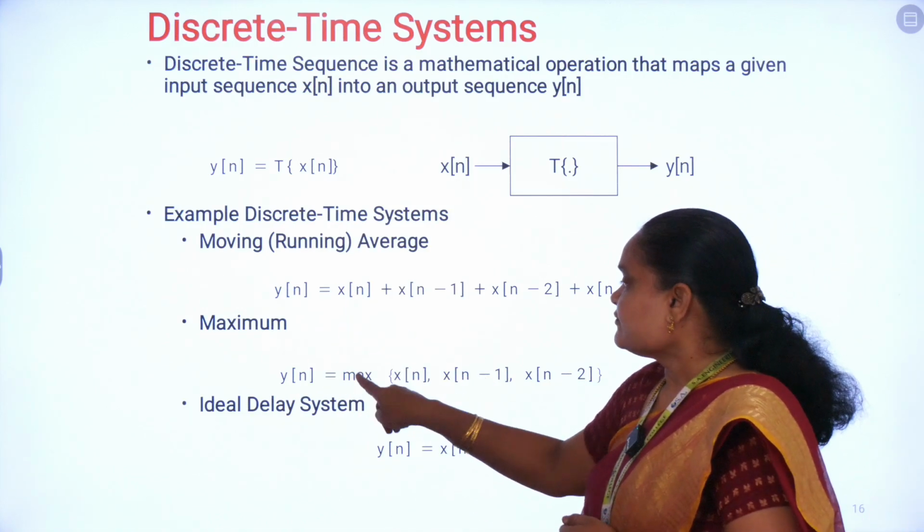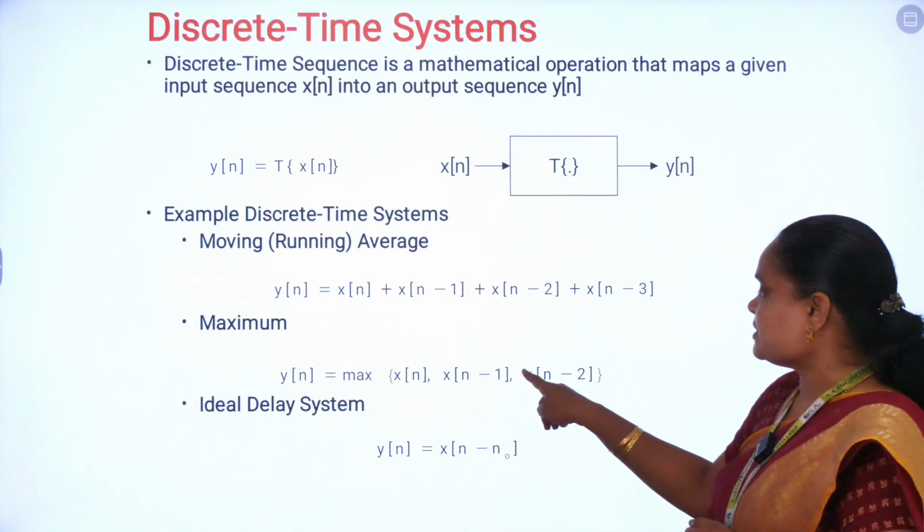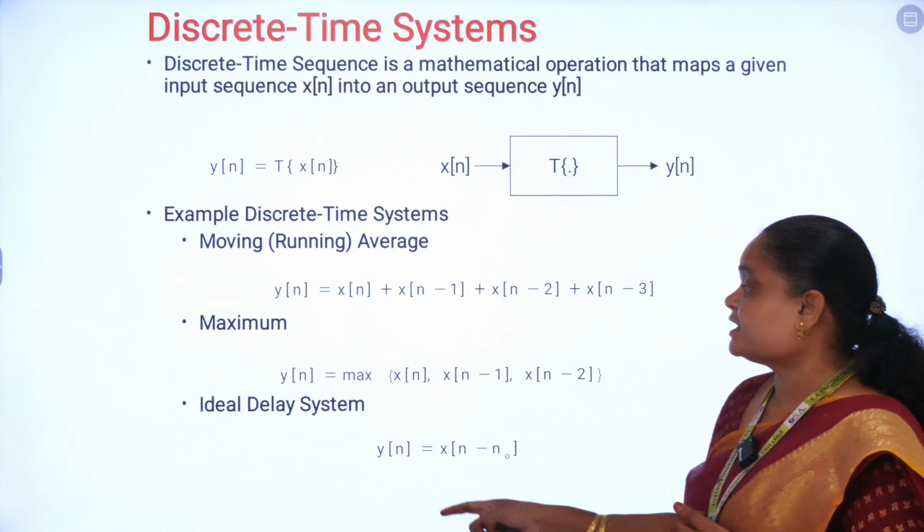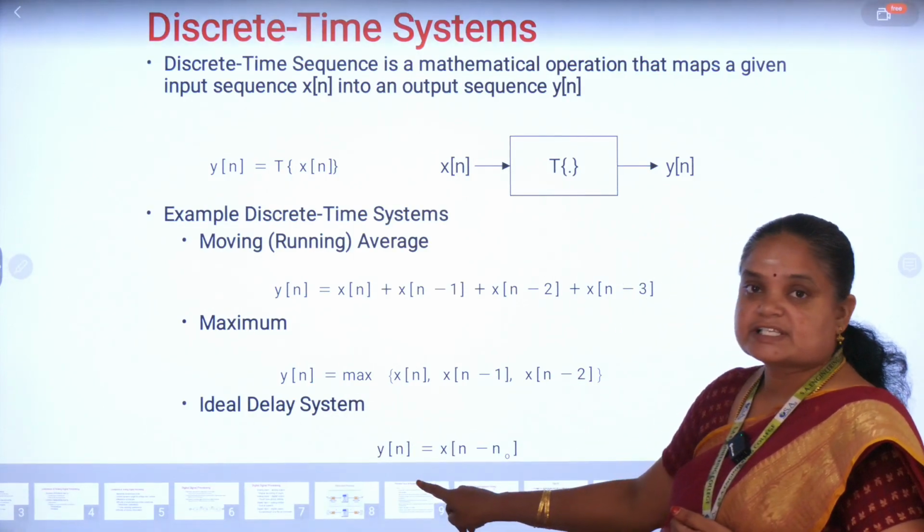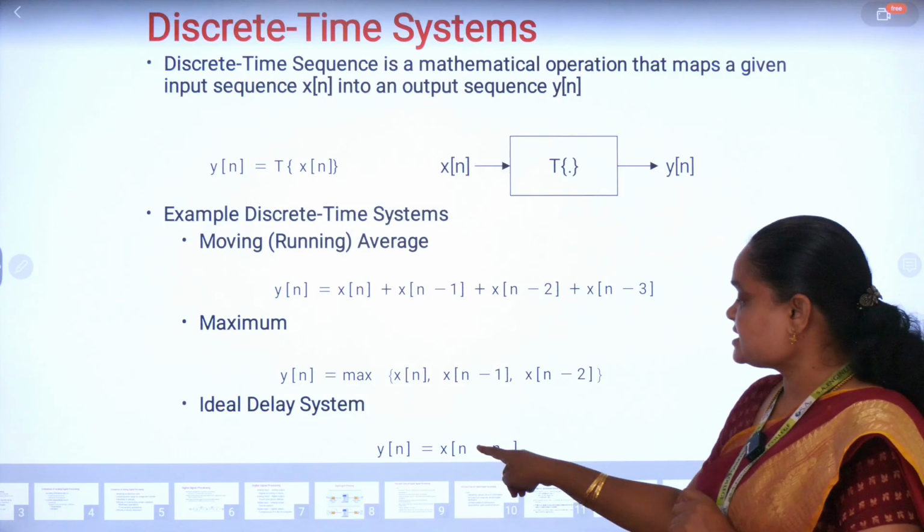And then the maximum, from this maximum of x of n minus 1, x of n minus 2, we are able to identify. Ideal delay system. So y of n is equal to x of n minus n naught. This is a delay.